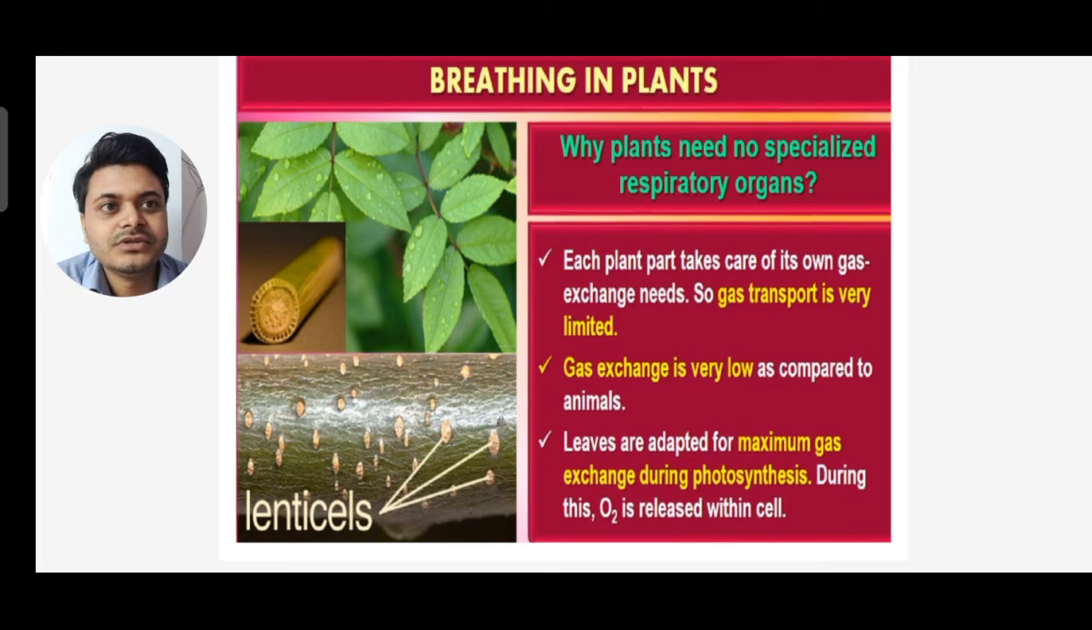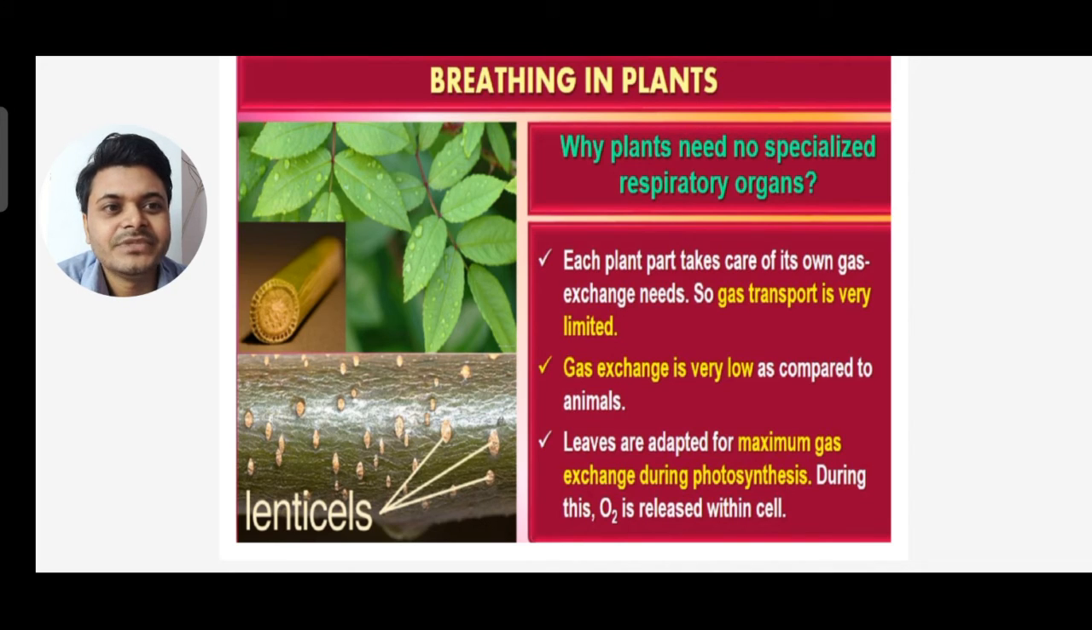So let's discuss the topic: why plants need no special respiratory organs. Human beings or animals have separate respiratory organs, but why don't plants require them? We can see each plant part takes care of its own gas exchange needs. So gas transport is very limited there, and gas exchange is very low compared to animals. In animals a large amount of gas exchange takes place, but in plants it is very limited, and each plant part takes care of its own gas exchange needs.